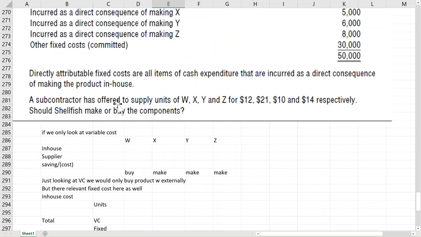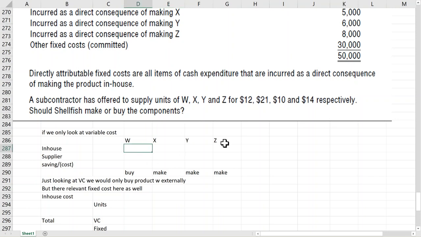A subcontractor has offered to supply units of WXYZ for 12, 21, 10, and 14 respectively. Should Shellfish make or buy the components? So here, if they are expensive, we will not buy them. If they are cheaper, we will buy them. We don't look at them per limiting factor. We look at per unit because we don't have any limiting factor.